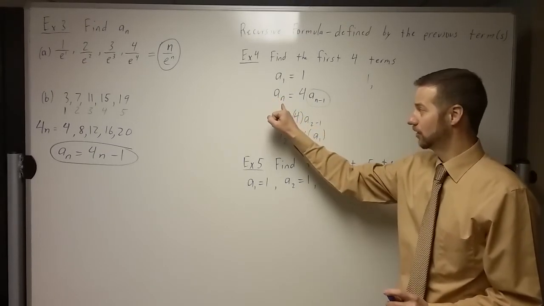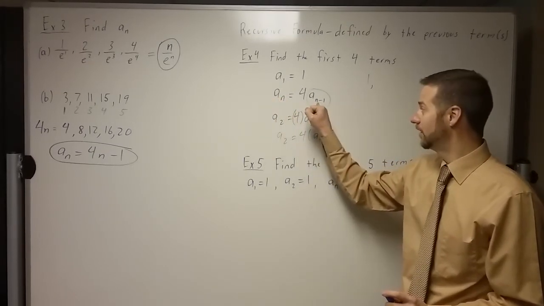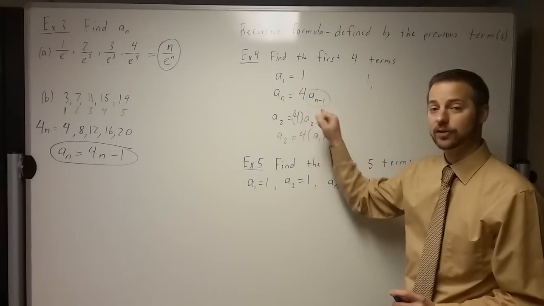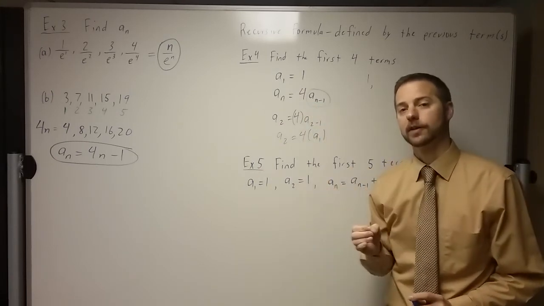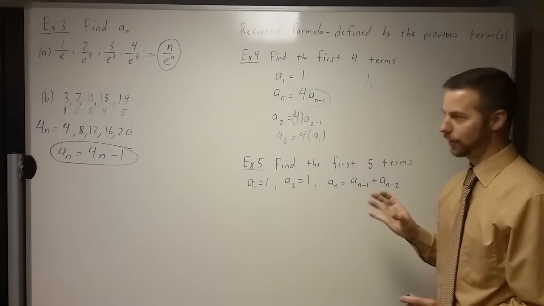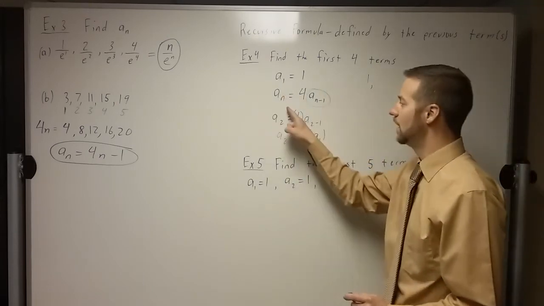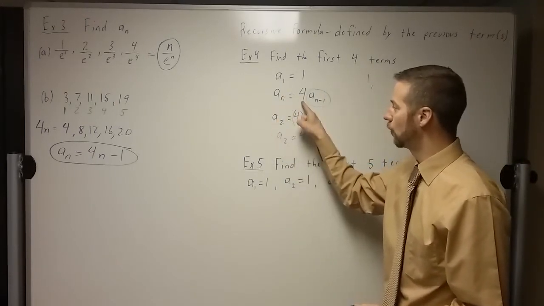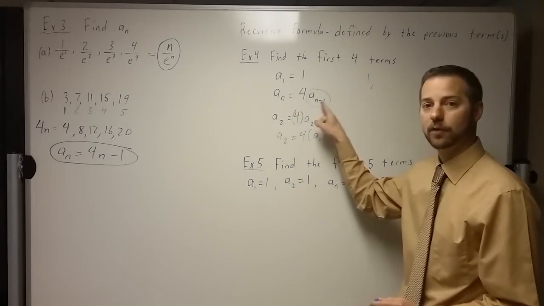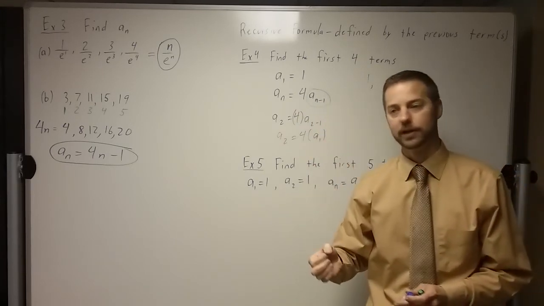That's the index, so this is what term we're on. This index is 1 less, so that means the term right before the one you're finding right now. So another way to say this would be to find a term, you do 4 times the previous term, 4 times the term right before it.